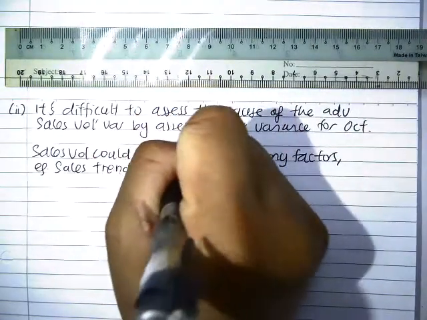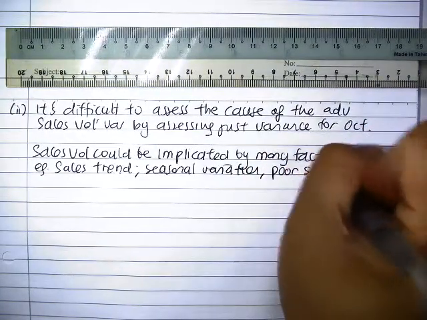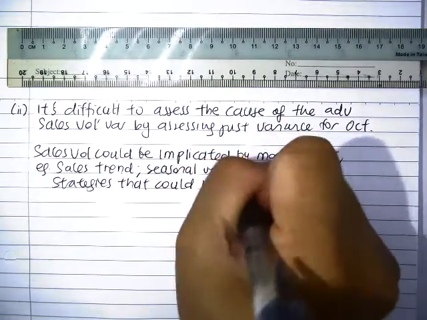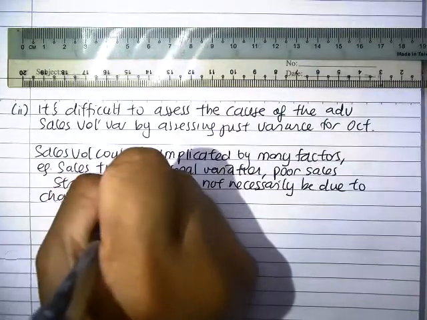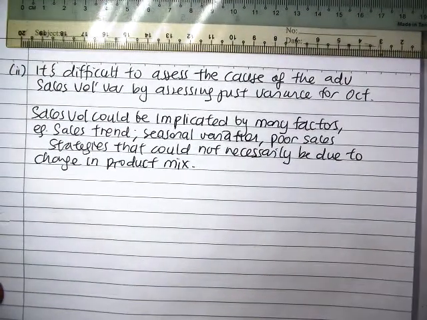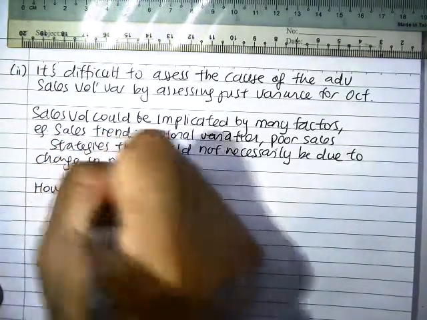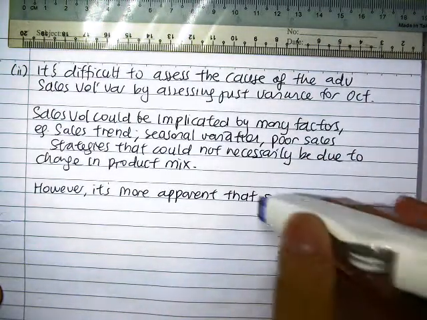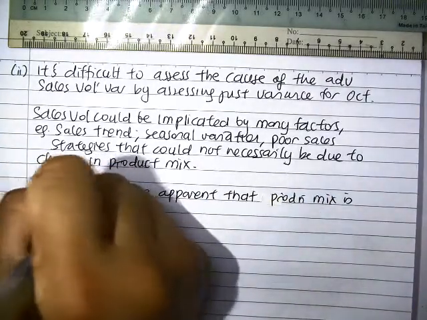So it could be all these reasons. It could be sales trend, it could be a seasonal variation, or it could be due to poor sales strategy that is not necessarily due to the change in the product mix. Okay, now however, it is more apparent that the production mix is the cause.